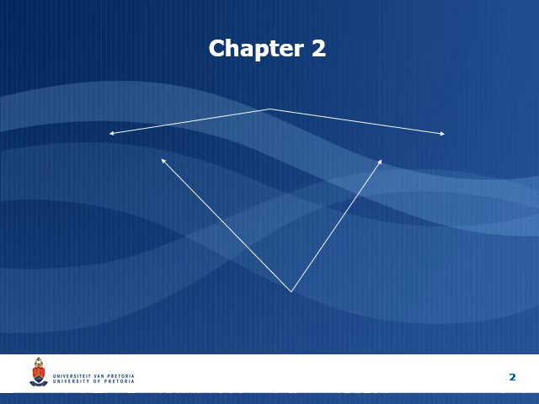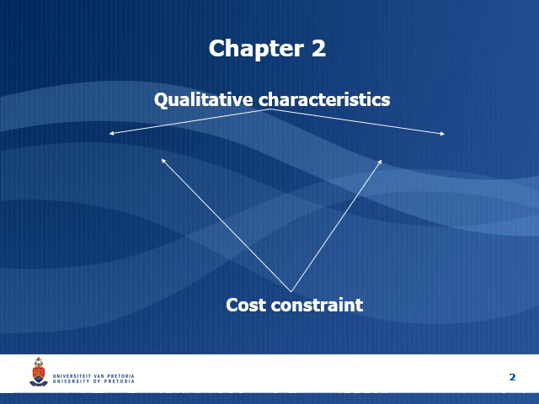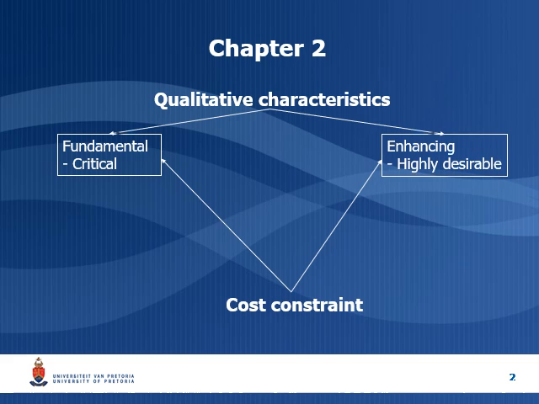Chapter 2 covers two aspects, namely the qualitative characteristics of useful financial information, as well as the cost constraint on useful financial information. In addition, regarding these two aspects, a distinction is made between fundamental and enhancing qualitative characteristics. In simple terms, the fundamental characteristics are those characteristics that are regarded as critical or essential, while the enhancing characteristics are highly desirable but not critical.